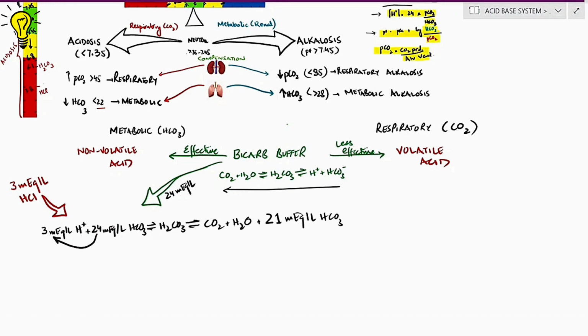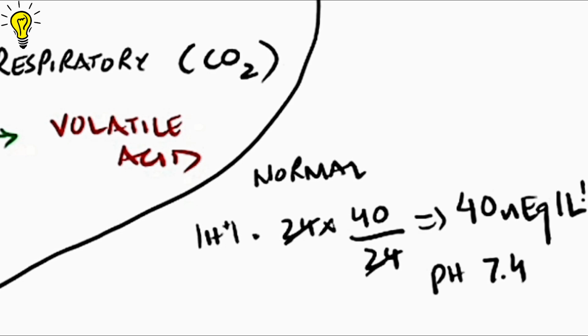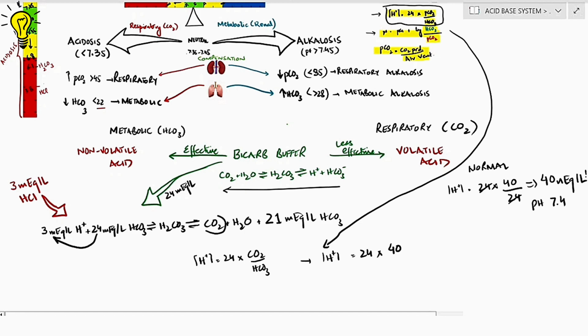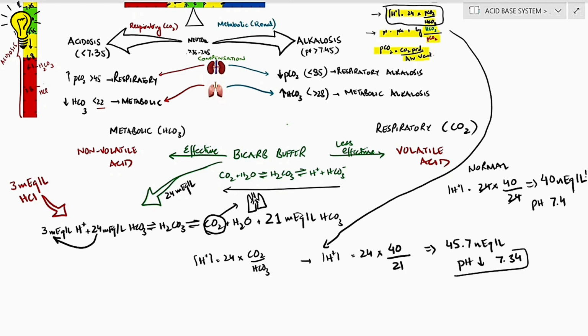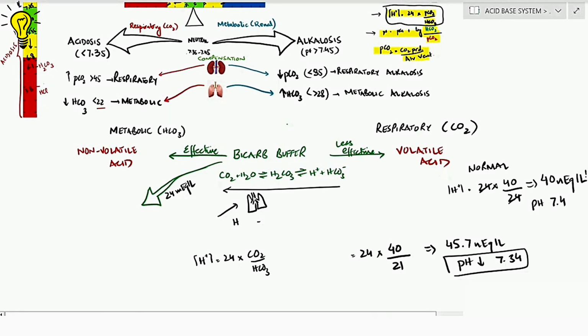In the first episode, we discussed how the normal pH of 7.4 is derived with 40 nanoequivalents per liter of hydrogen ions. So, bringing that equation into the hydrochloric acid scenario, the carbon dioxide would remain constant at 40 because the lungs clear out any extra carbon dioxide formed in the process of converting the 3 milliequivalents per liter of hydrogen ions. The bicarb would be 21. So the new pH of the body would be around 7.34, which is still a great buffering effort considering we added 3 milliequivalents per liter of hydrochloric acid, which is not a small amount. But what happens when we have respiratory acidosis?